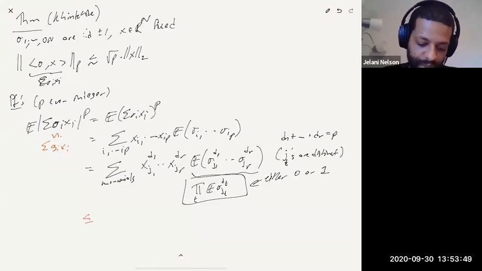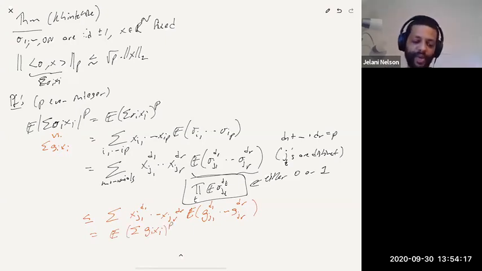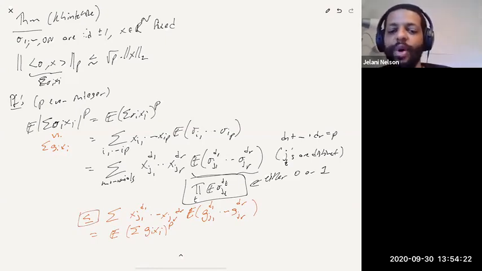So this is at most that same sum of x_{j1}^{d1} and so on up to x_{jr}^{dr} times the expectation of the Gaussian case, which is g_{j1}^{d1} through g_{jr}^{dr}. And this is just the same thing as the expectation of the sum of g_i x_i raised to the p. So we've just proven the inequality here. We've just proven that the Rademacher case has moments that are bounded by the Gaussian case.